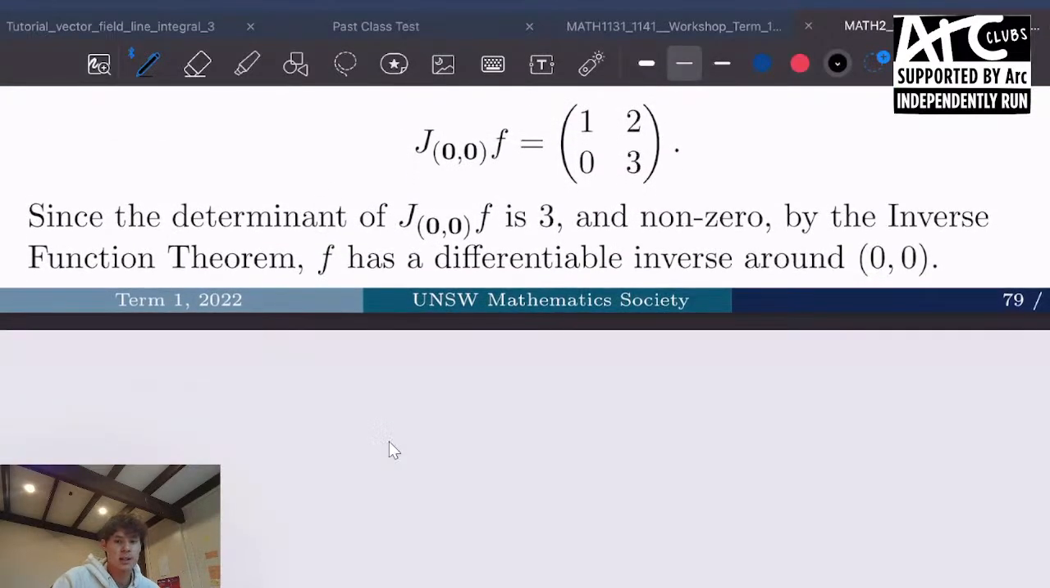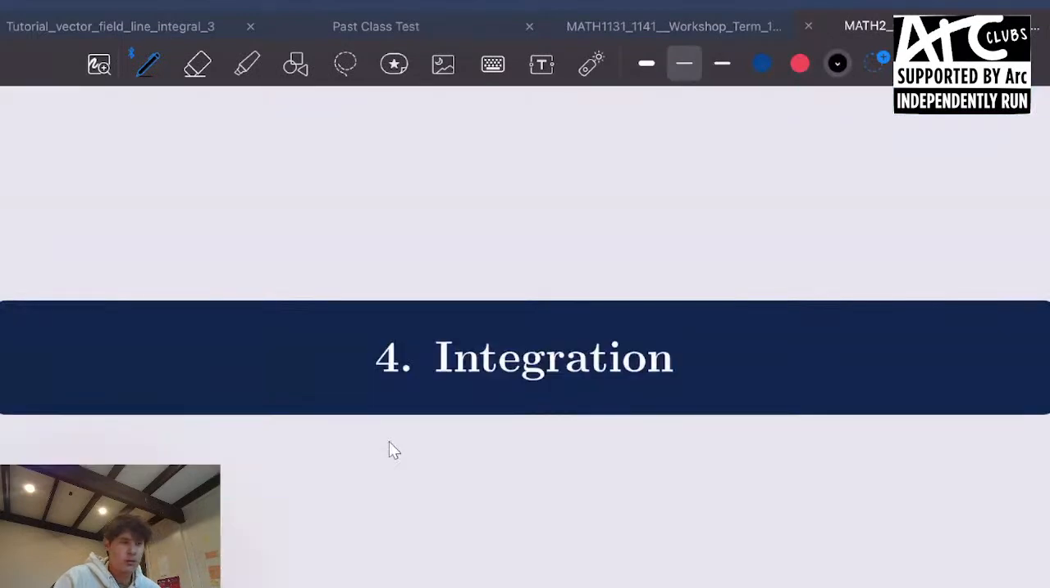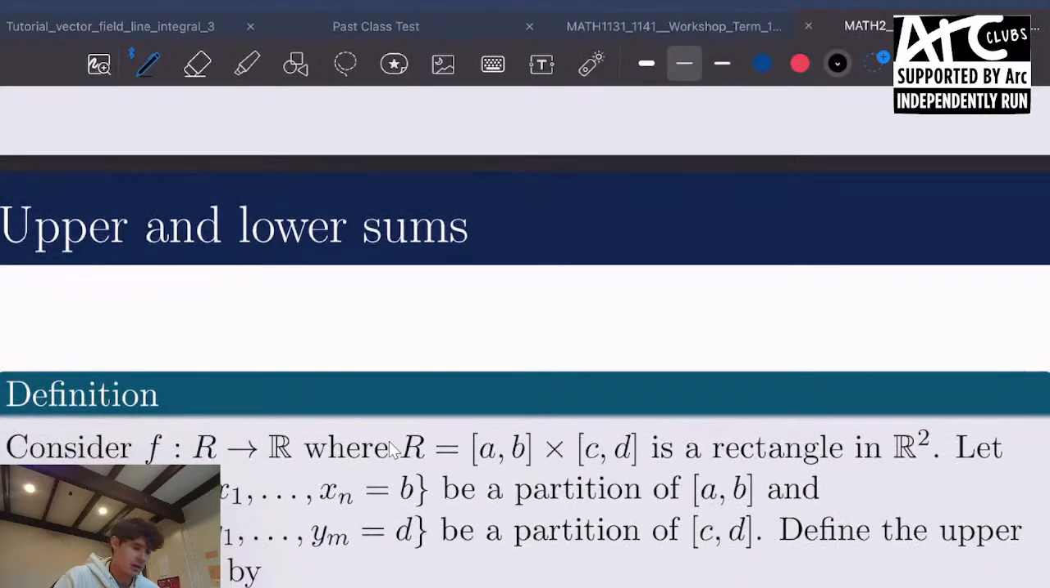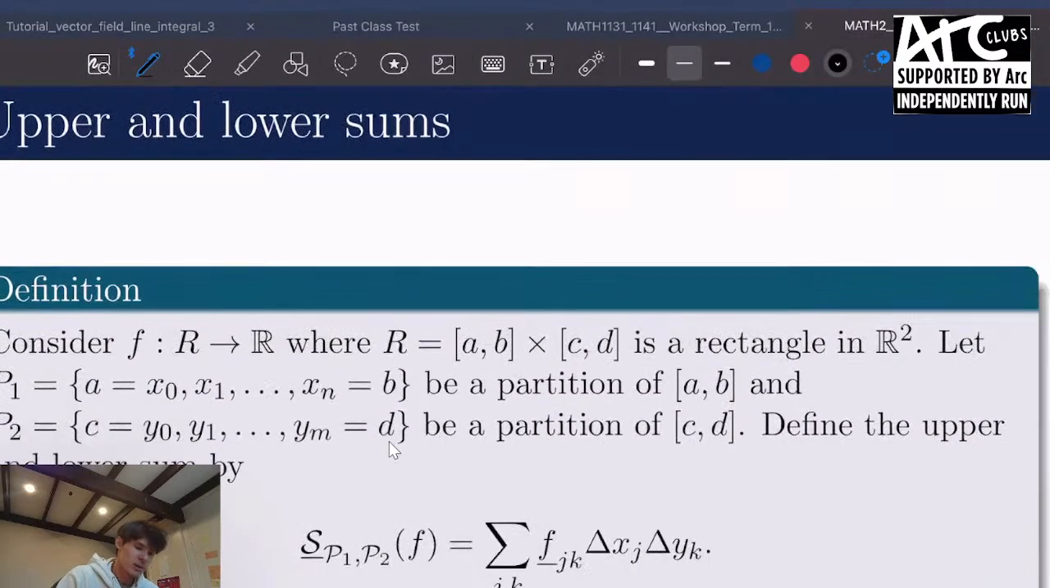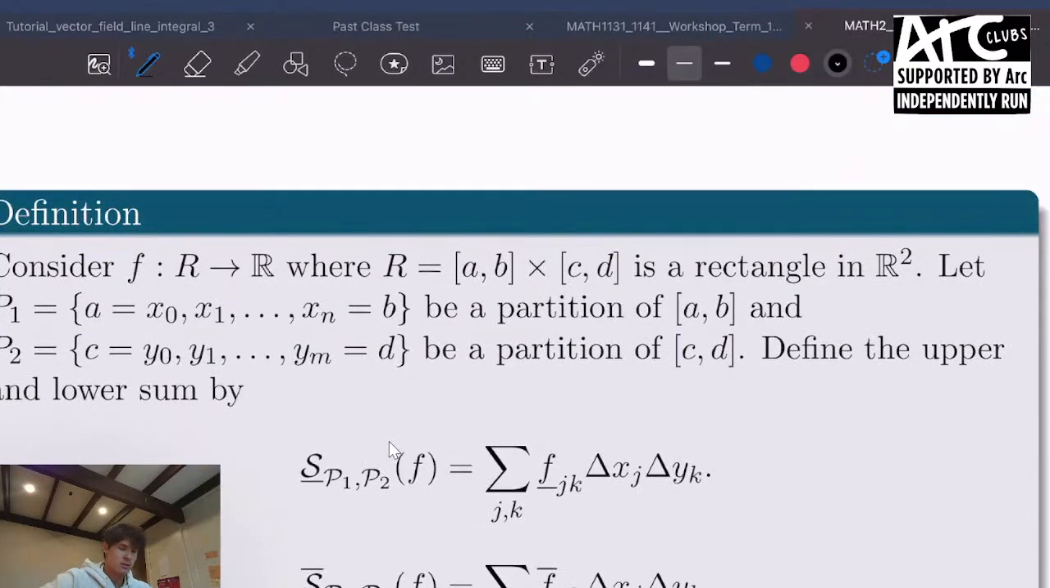We're going to move on to the next topic, integration, and we're going to be moving through this fairly quickly for the sake of time. Quickly looking at the definitions, remember that everything is defined using Riemann sums. So this is our idea of the lower and upper Riemann sums on a rectangle.